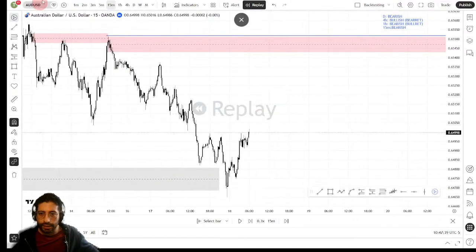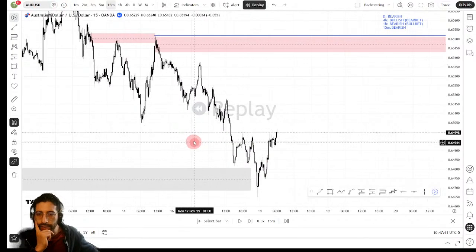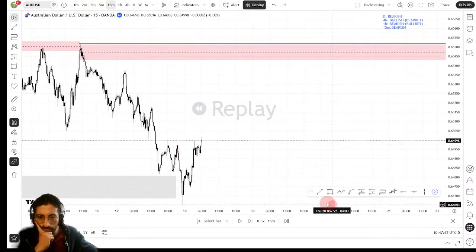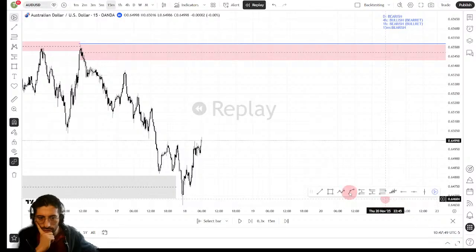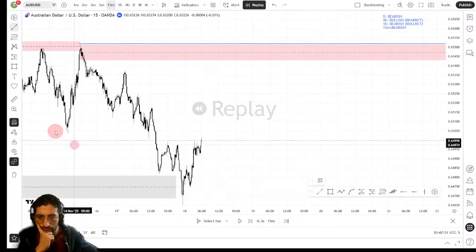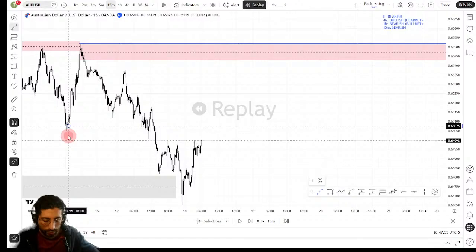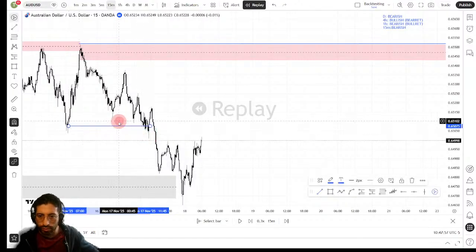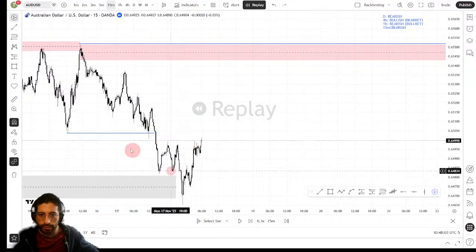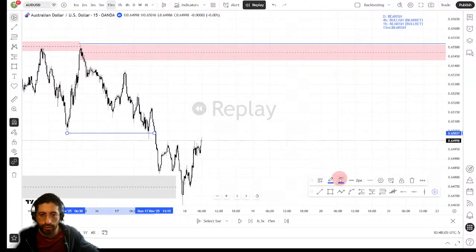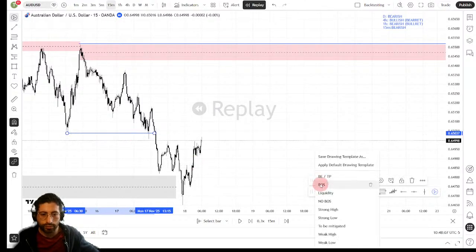So let's keep analyzing the next. We're now in a bearish retracement. This was the breakage, the bullish breakage, this one here. Perfect, the BOS, break of structure.